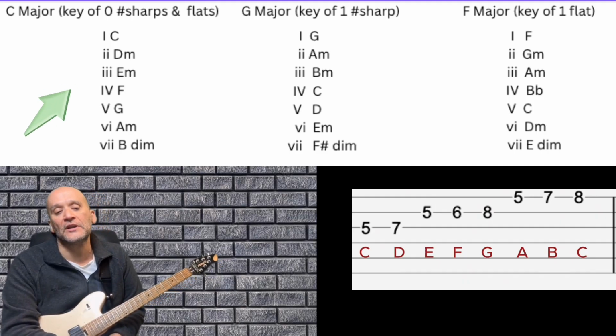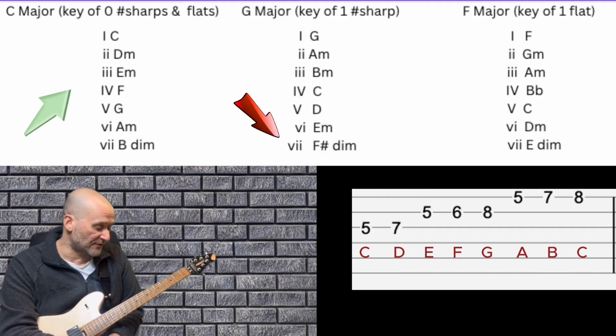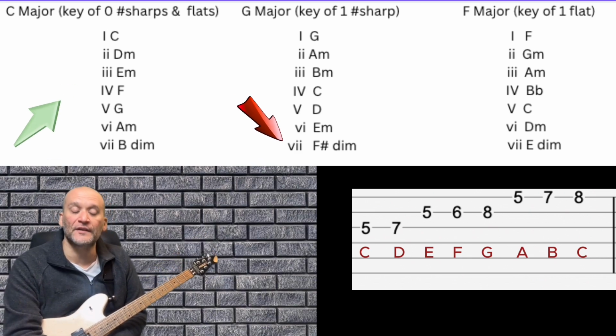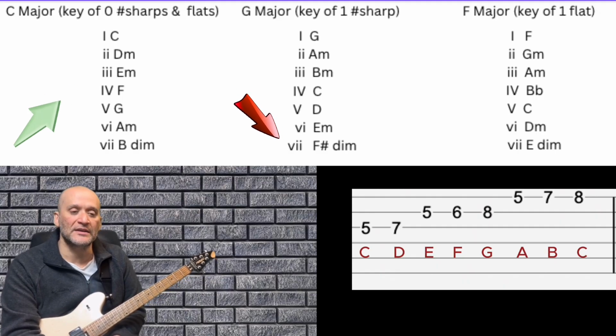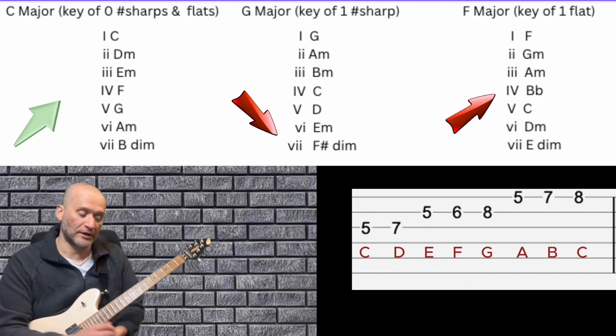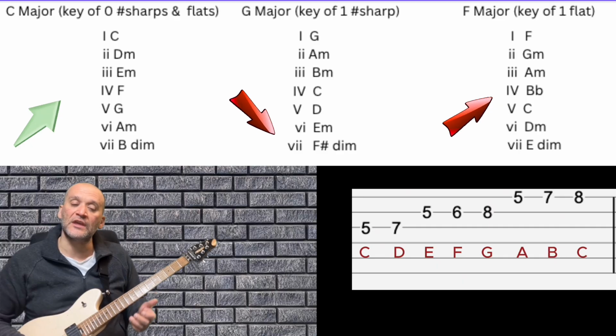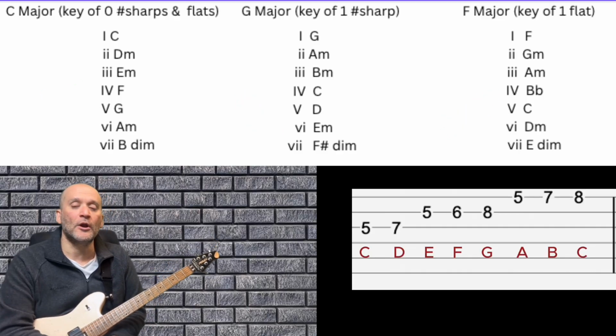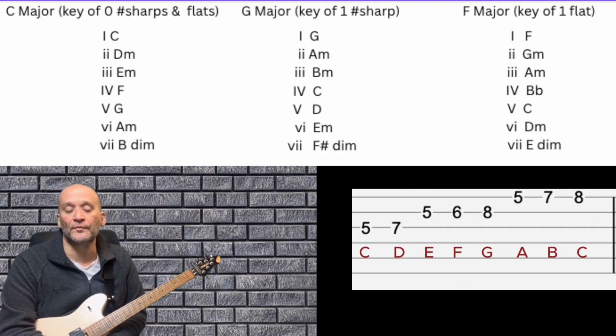Why does it not fit in the key of G major? Because that F natural is a problem. It has to be F sharp to be in the key of G. Why does this not fit in the key of F? Because we have a B natural we're playing right here. In the key of F, it has to be a B flat. Okay, so we are playing a C major scale and we're playing it over a C major chord.